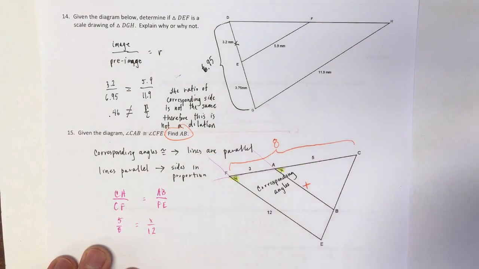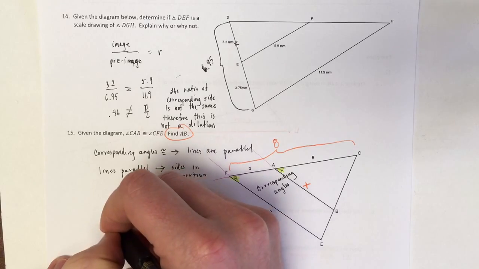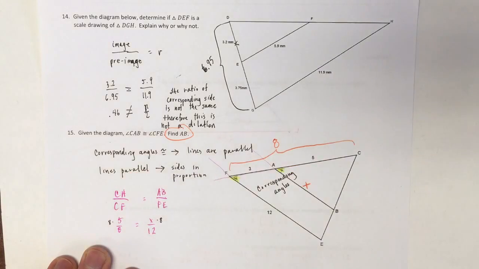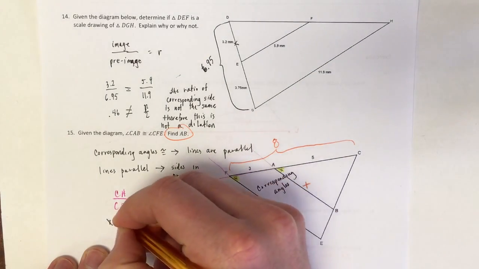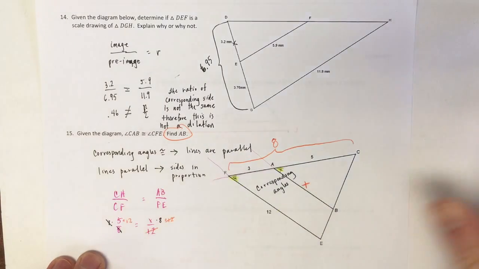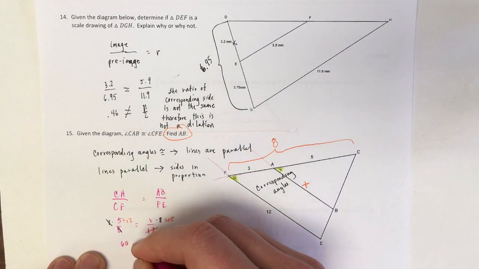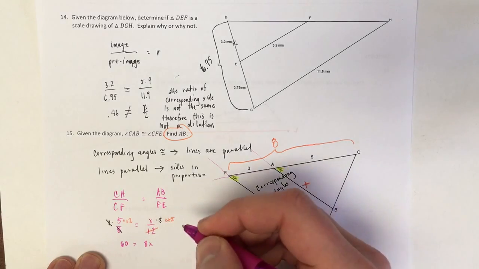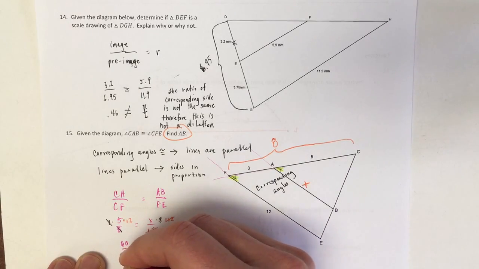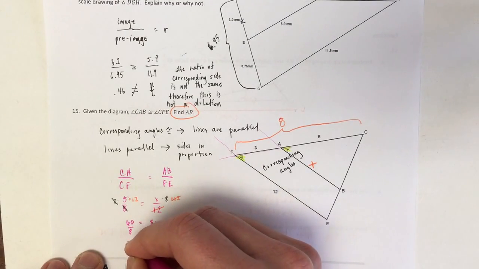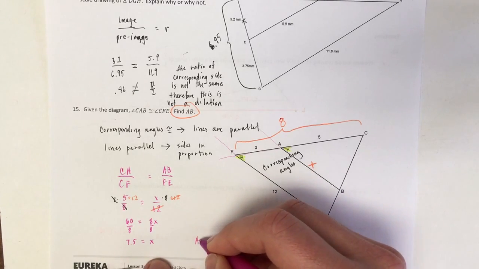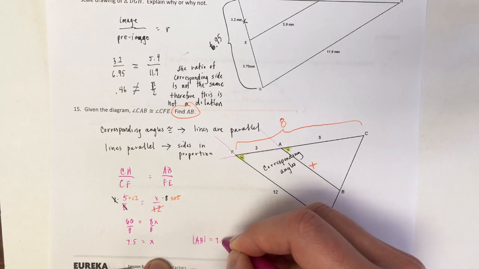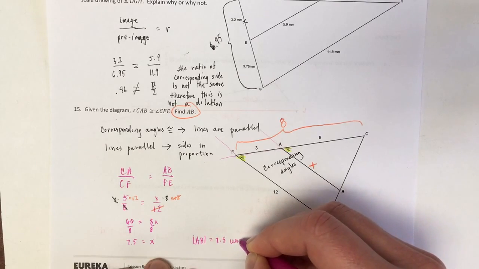I don't really like cross multiplication because kids mess it up so much. So if I multiply both sides by 8, that will make a 1 here. If I multiply both sides by 12, that makes a 1 there. And so over here I have 60 is equal to 8 times x. Divide both sides by 8. We'll get 7.5 is equal to x. That's how long AB is, and you want to make sure you've written that down. So AB is equal to 7.5 units.